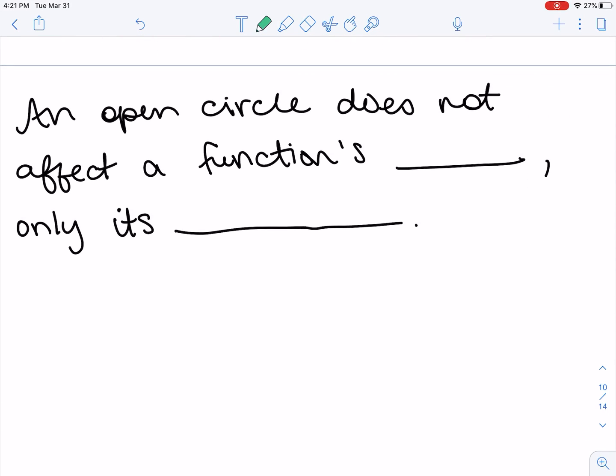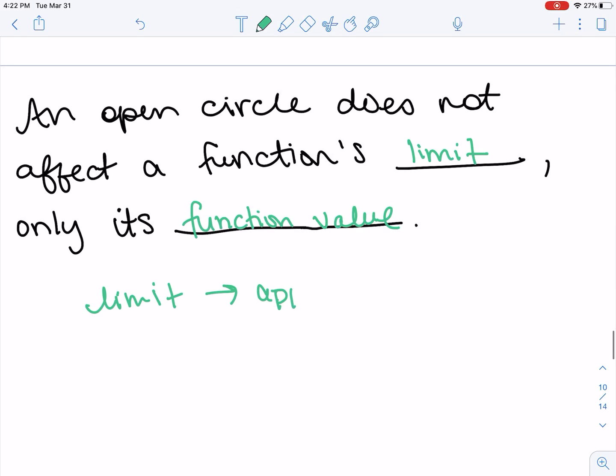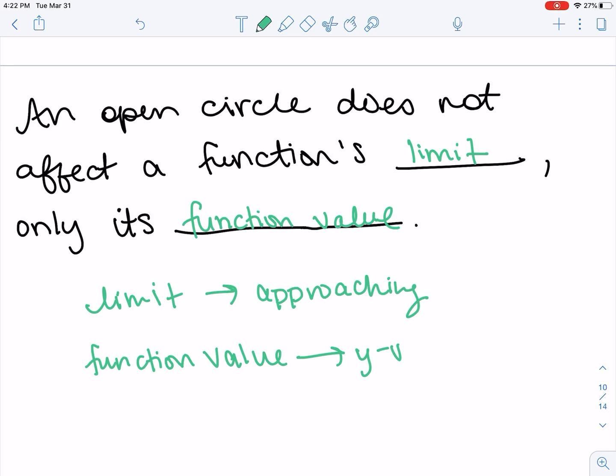Okay. Go ahead and pause the video, copy the screen, and see if you can fill in the blanks. So an open circle, and see if you got this, does not affect a function's limit, only the function's value. Remember, limit is what y value we're approaching. Function value is exactly what the y value is at the indicated x value. So what is the closed circle there, essentially?